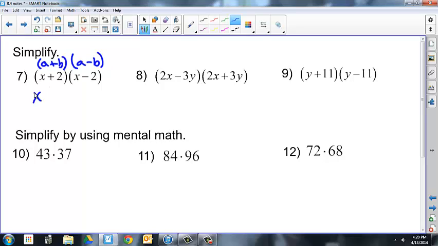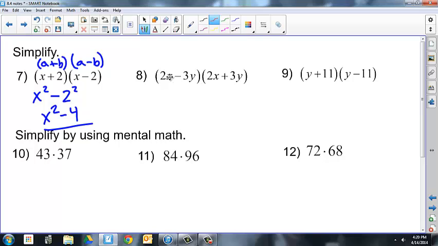But because we lose the middle term, the plus 2x and the minus 2x cancel each other out. So all we're left with is first term squared. In all cases, it's minus the second term squared. So real simply, the solution is x squared minus 4. Let's take a look at the next one.